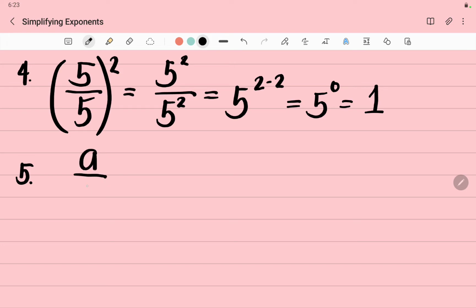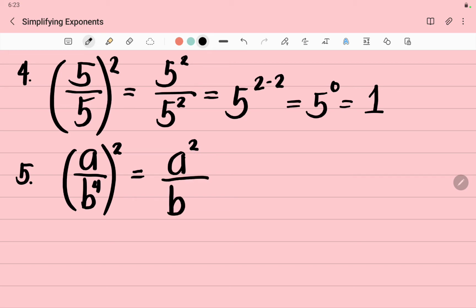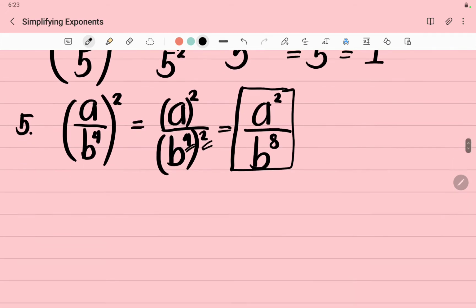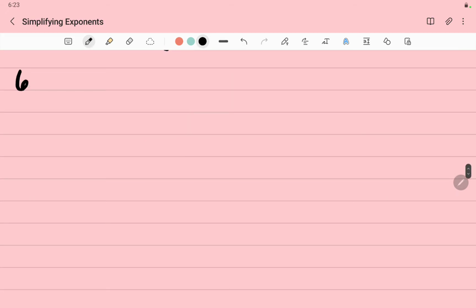A over b raised to 4, the quantity raised to 2. We have now a raised to 2 divided by b raised to 4 raised to 2. Okay, so that is a raised to 2 divided by b raised to 8, because we have 4 times 2. That is power of a power.